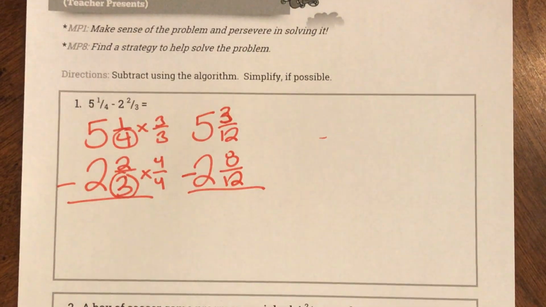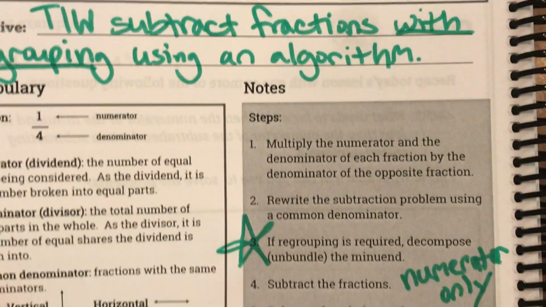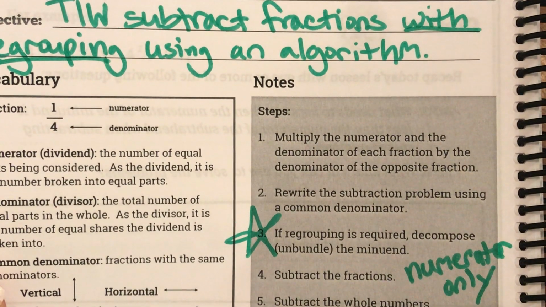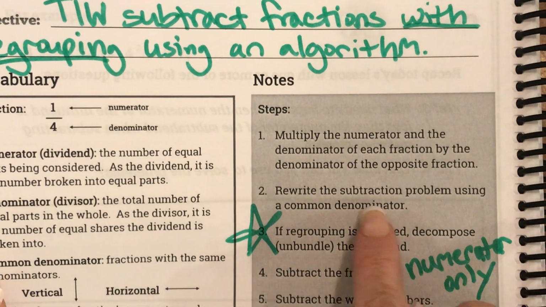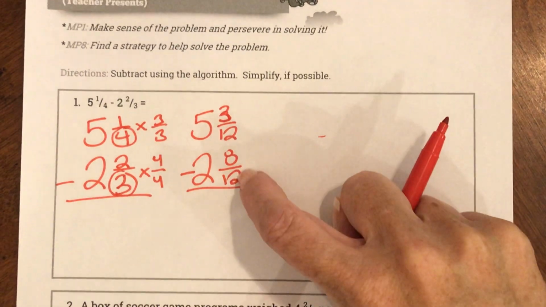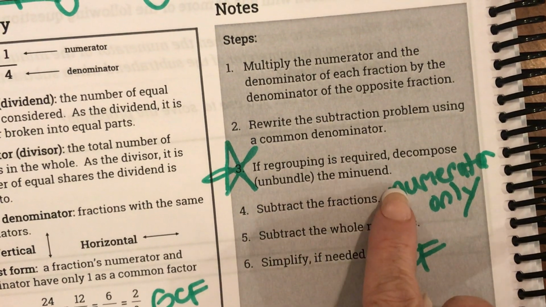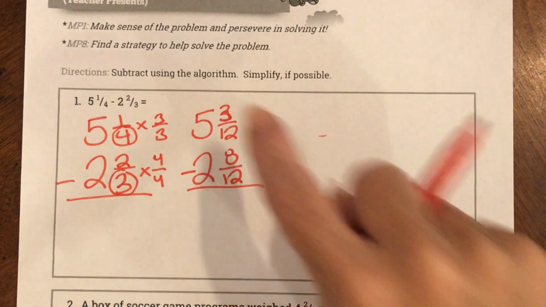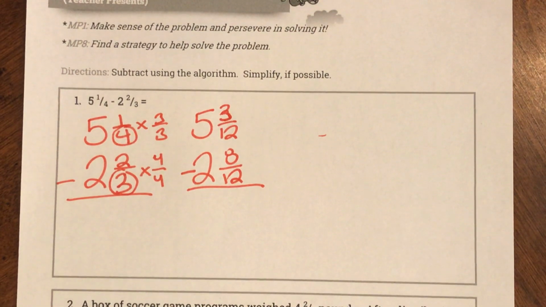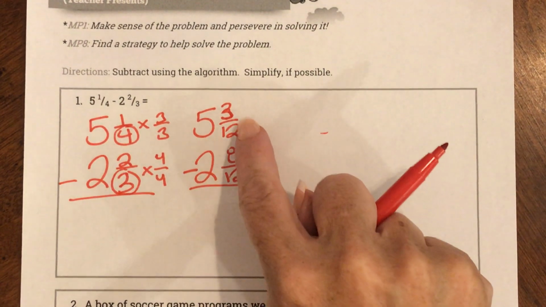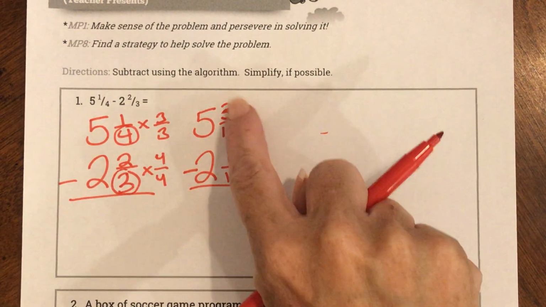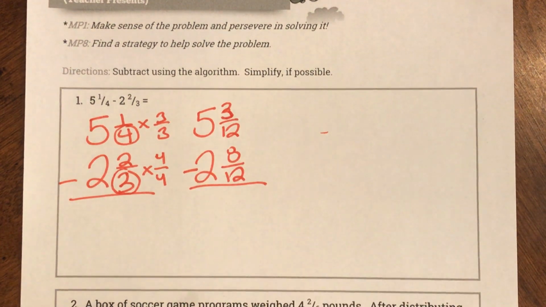Okay, so I did step 1. I multiplied the numerator and denominator of each fraction by the denominator of the opposite. I rewrote the problem with my common denominator of 12. Now it says step 3, if regrouping is required, decompose or unbundle the minuend, which is the top one. Okay, is borrowing required? Well, let's see. 3 minus 8. If I have 3 parts, can I take away 8 parts? No. So I'm going to have to borrow.